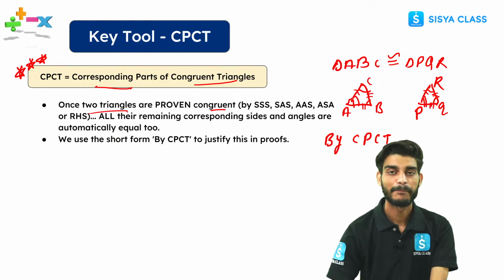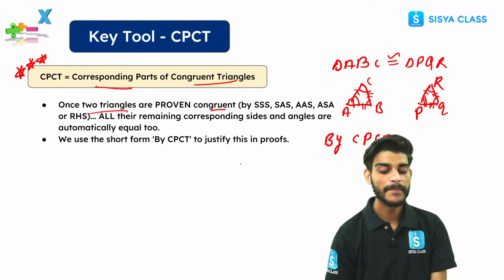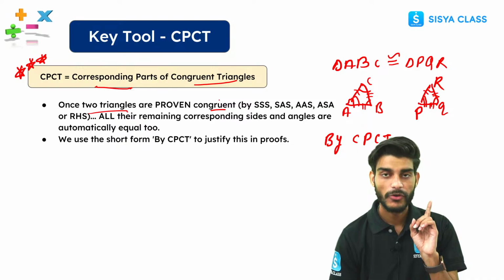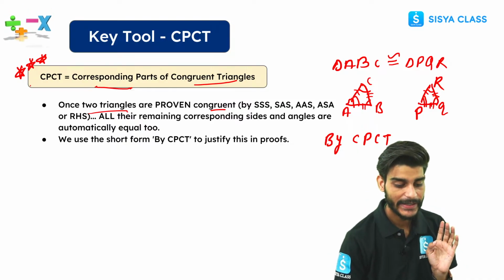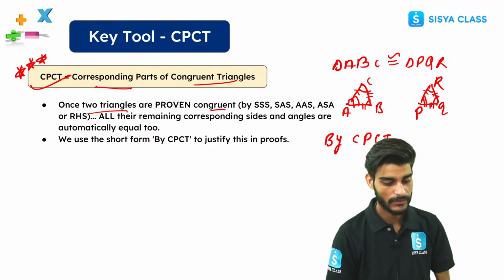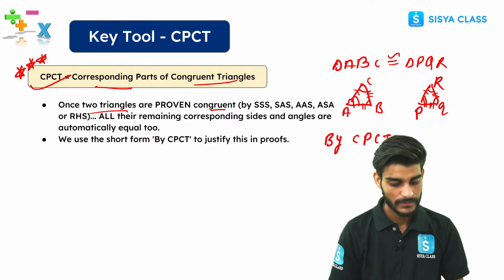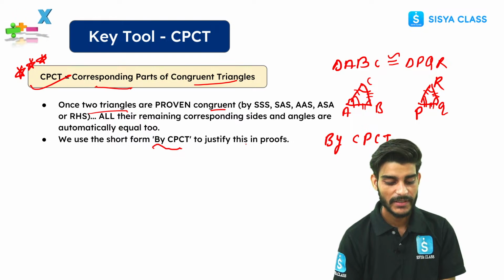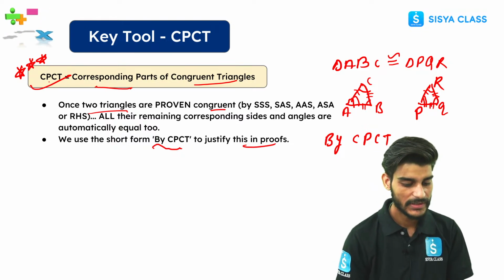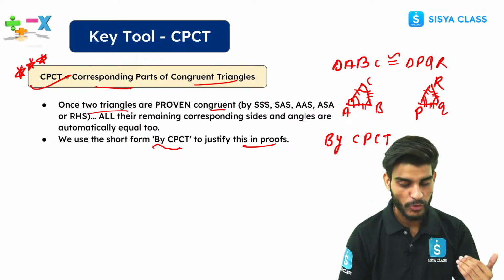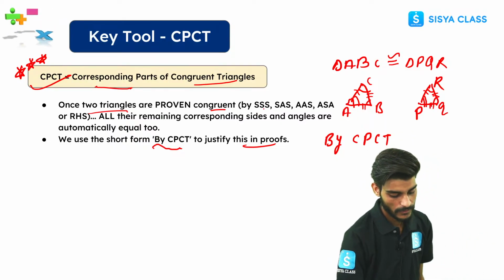So after applying one of the conditions from the criteria for congruence of triangles, by CPCT you can say that the corresponding angles are equal and the corresponding sides are equal. So this is clear to you. So we use this form by CPCT to justify in proofs. That's why I told you this is one of the important criteria to prove any congruence of triangles. Okay.